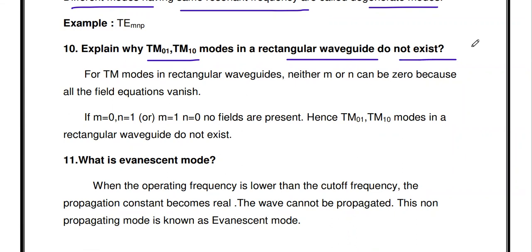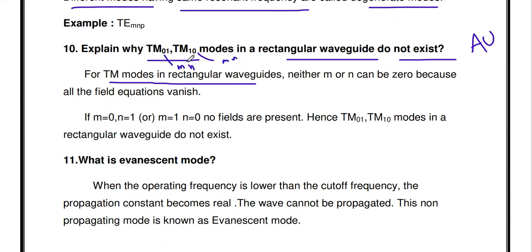So this is a university problem, a university question. Okay, a 2 mark question. In rectangular waveguide, TM01 and TM10 modes are not applicable. Okay, these do not exist. Why? In TM mode in rectangular waveguide, TM01 means M equal to 0, N equal to 1. TM10 means M equal to 1, N equal to 0.